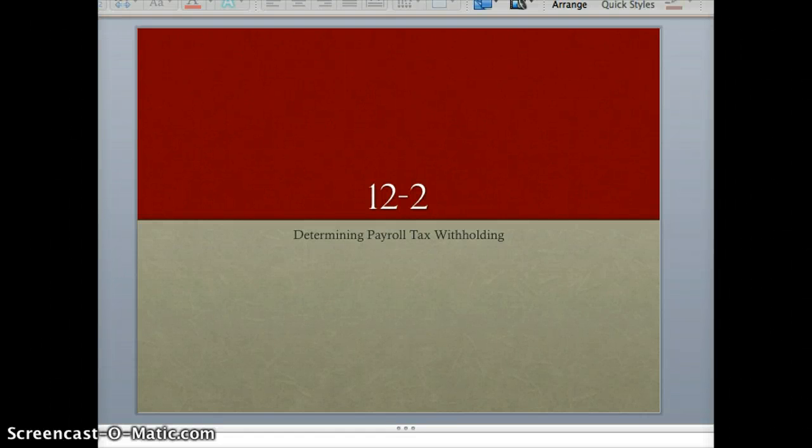Now we're on 12.2, and this is determining payroll tax withholding on this section. So this is really just about what we're going to withhold from taxes.